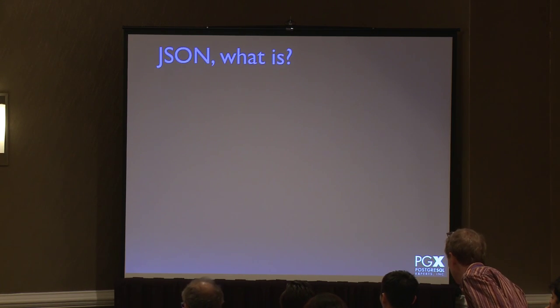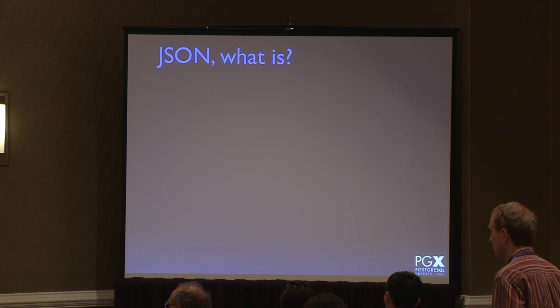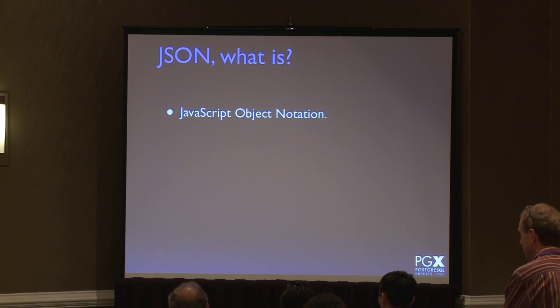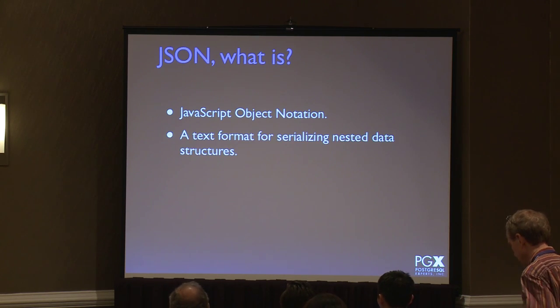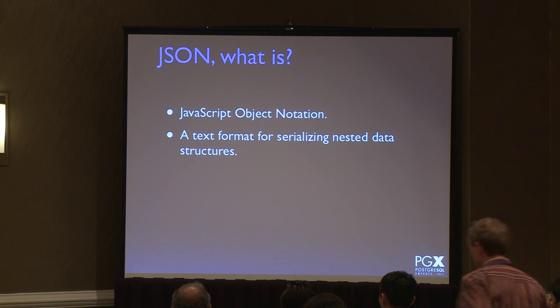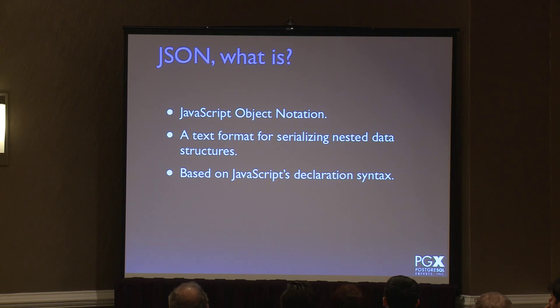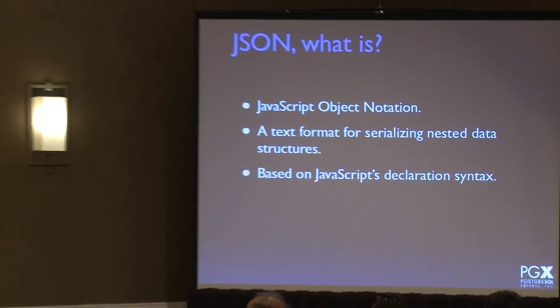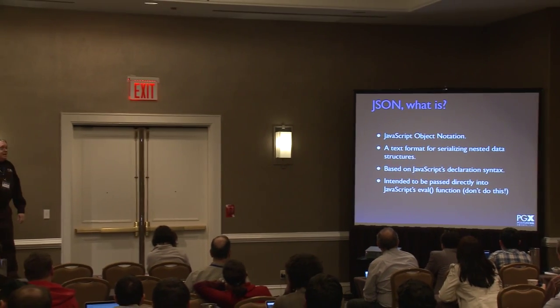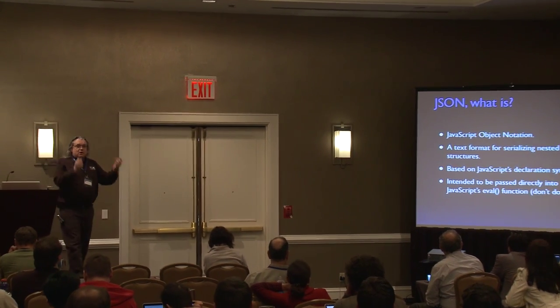So for the one or two people in the room, maybe, who don't actually know what JSON is, it's an abbreviation for JavaScript Object Notation. It's a text format for serializing nested data structures. And it's based on JavaScript's declaration syntax, just the name. So in 200 years, no one will remember what JavaScript is, but we'll also be using JSON, probably. It was originally designed because you could just drop it into the eval function and have it pop out as a parsed structure.